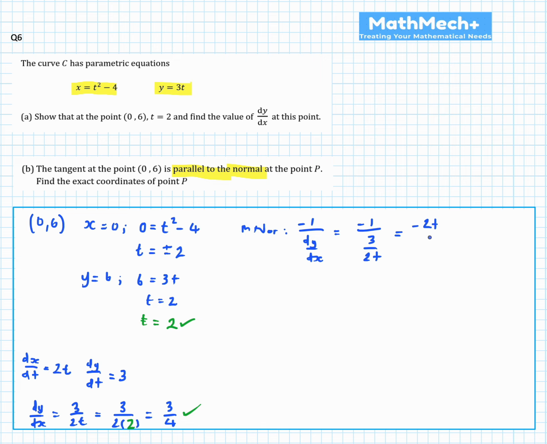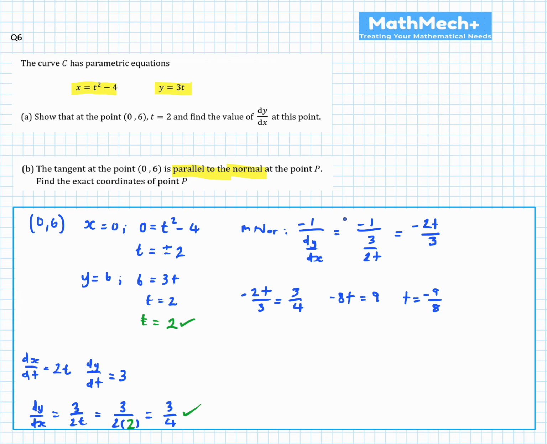So we have minus 2t over 3 is equal to the gradient of the tangent, which is indeed 3 over 4, which we just did. So multiply across, and you'll get minus 8t is equal to 9. So t is equal to minus 9 over 8. You'll notice there's quite a bit of rearranging going on in these questions. So as I said, it's minus 9 over 8.